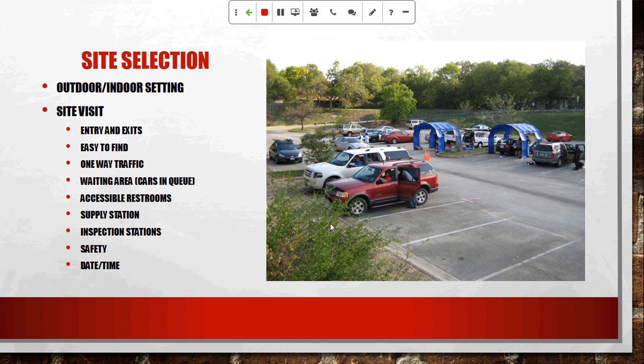Also, another thing to consider is safety. We will talk more in depth about safety, but just as a rule of thumb, when you're considering a site or considering a venue to do a CPS checkup event, safety is going to be a big issue. So is the area that you're utilizing open? Does it allow for good visibility? Also, is it in a decent neighborhood? I have heard horror stories about people getting shot during these events. So please make a note of where your venue is at and if it's a safe area for families to visit.